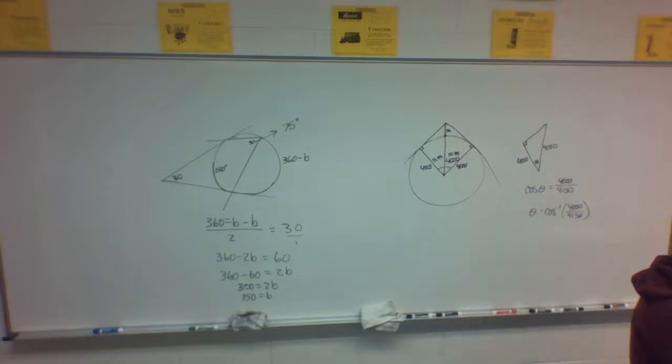Remember, it's all about the cross point. Ask yourself where the two straight lines are crossing. If they're outside, you subtract the two arcs. If they're inside, you add the two arcs. If it's on the circle, you just divide the big arc in half.